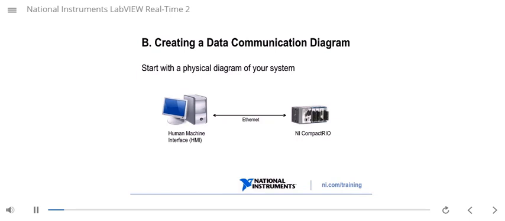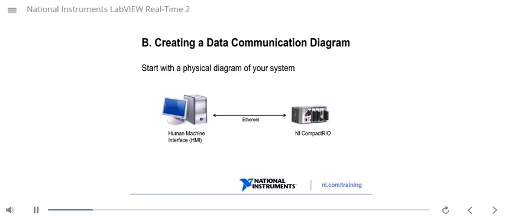So the concept of a diagram hopefully makes sense. We want to make sure that we document our system and think through the design before we get started on the implementation phase. But how do we actually create one of these communication diagrams? The easiest way to do it is to first start with a physical diagram of your system. By this point, you should have chosen what hardware you're going to use to implement your system.